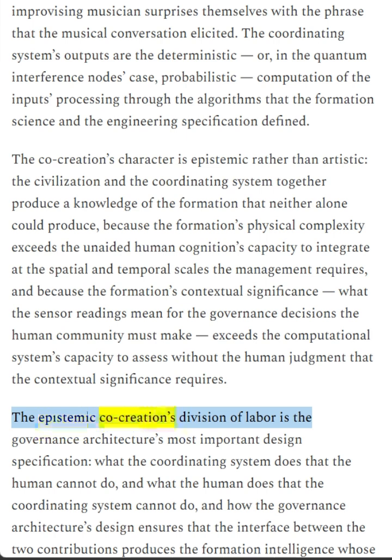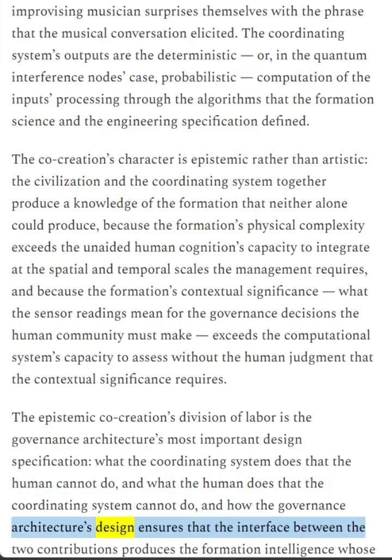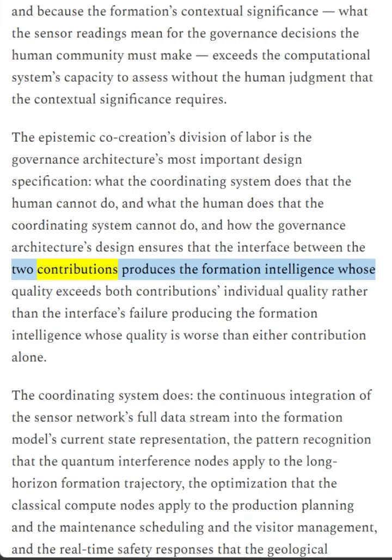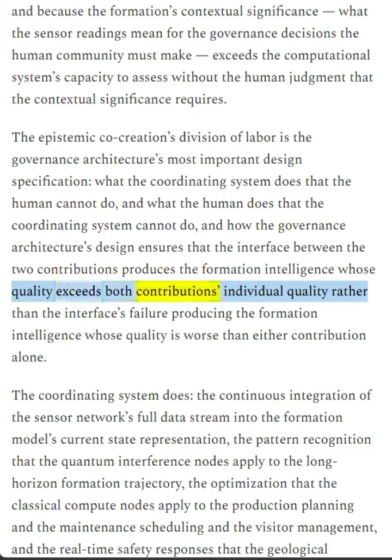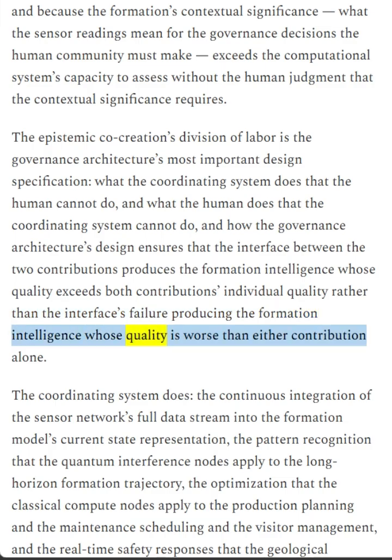The epistemic co-creation's division of labor is the governance architecture's most important design specification: what the coordinating system does that the human cannot do, and what the human does that the coordinating system cannot do, and how the governance architecture's design ensures that the interface between the two contributions produces the formation intelligence whose quality exceeds both contributions' individual quality, rather than the interface's failure producing the formation intelligence whose quality is worse than either contribution alone.